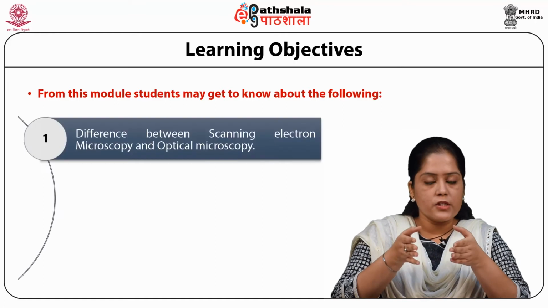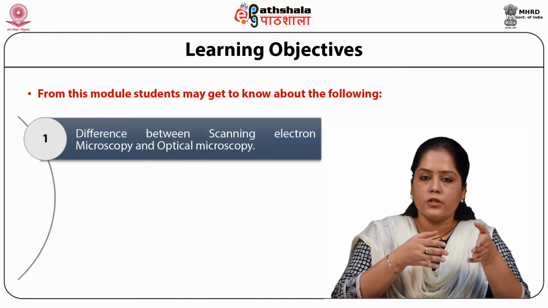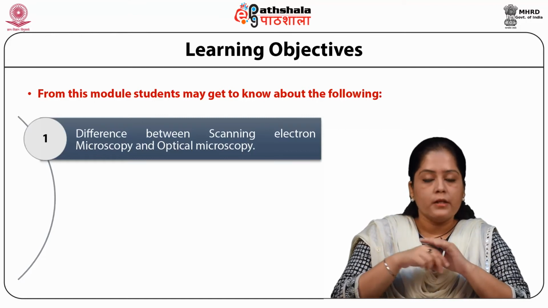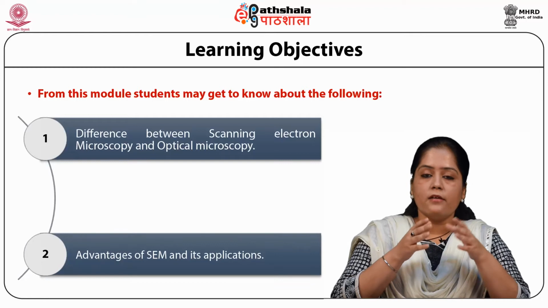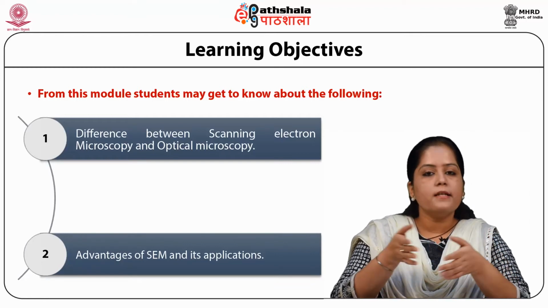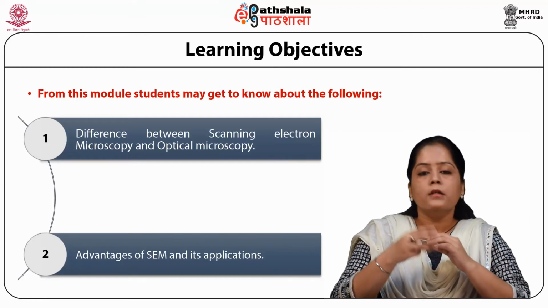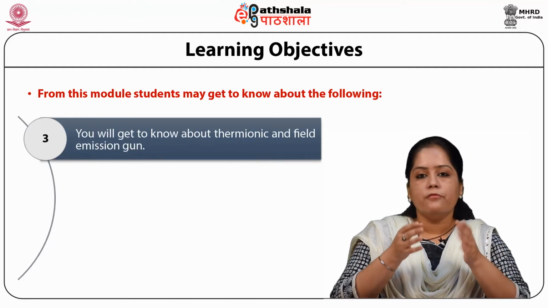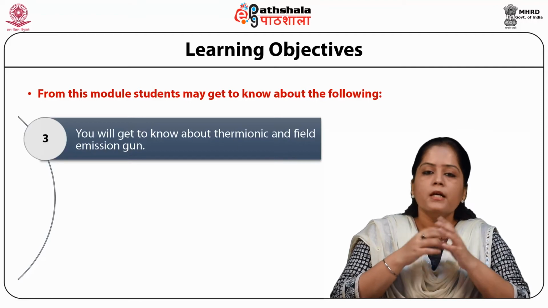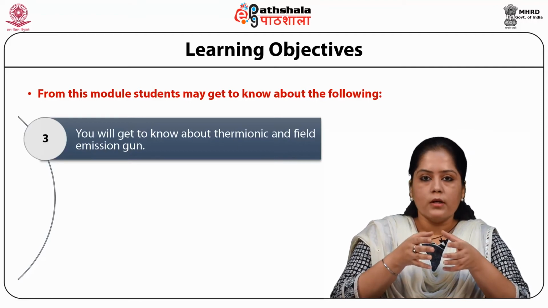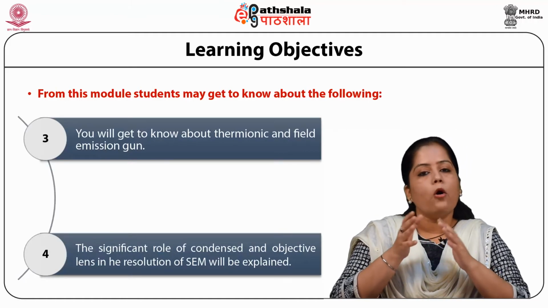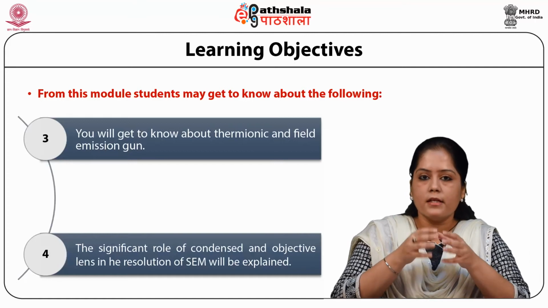First, we'll differentiate between scanning electron microscopy and optical microscopy. Second, we'll discuss the advantages of SEM and its applications. Third, we will get to know about thermionic and field emission gun. Lastly, we will discuss the significant role of condenser and objective lens in the resolution of SEM.